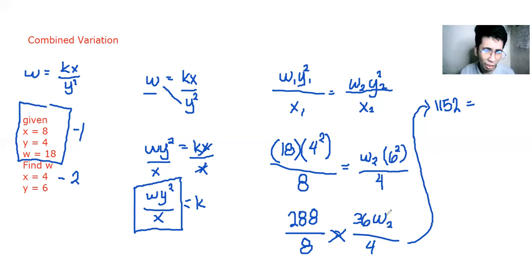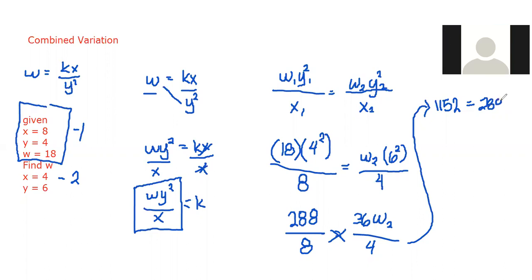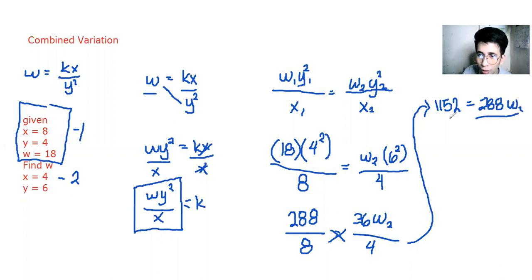Kapag ganyan, sir, may variable, paano natin i-multiply? Multiply nyo lang yung mga constant number, 36 times 8, tapos copy nyo lang yung variable. 8 times 36. What is 8 times 36? Sure, 288. 288, tama ba? Oo. 288. Okay? Then, divide natin both sides by 288.